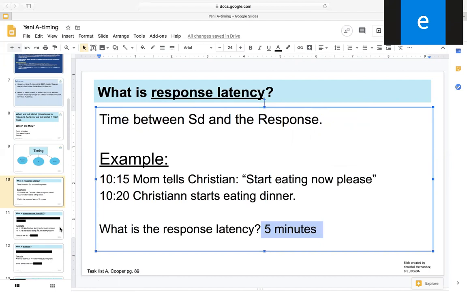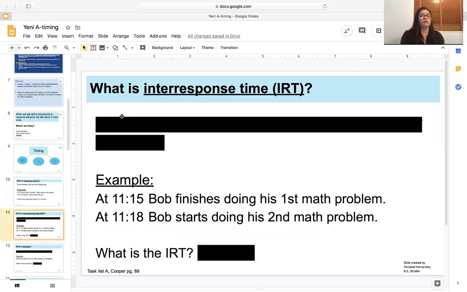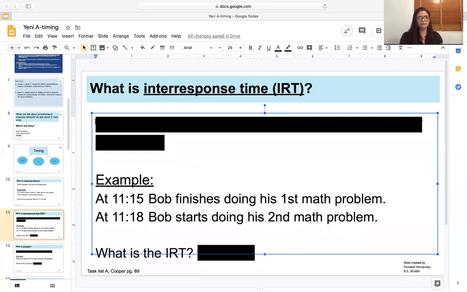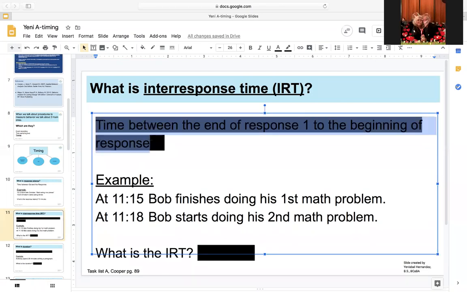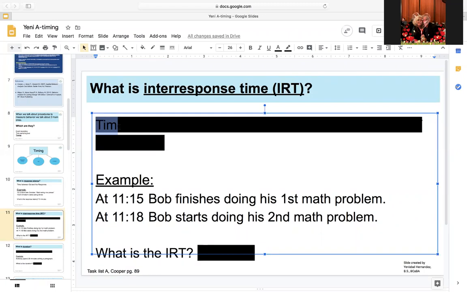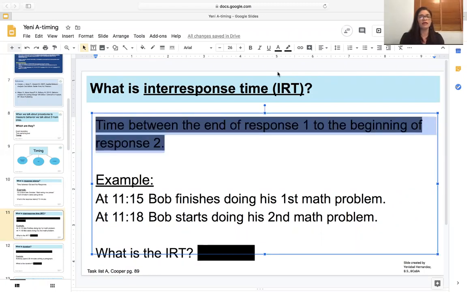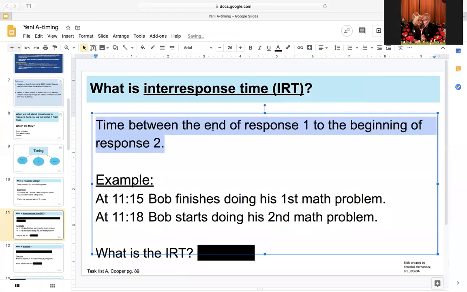Perfect. Okay, let me move to the next one. Give me a second. Okay, what is inter-response time, IRT? It's the time between two responses, so the end of the first response and the beginning of the second response. Okay, perfect. So it is the time between the end of one and the beginning of the second response.